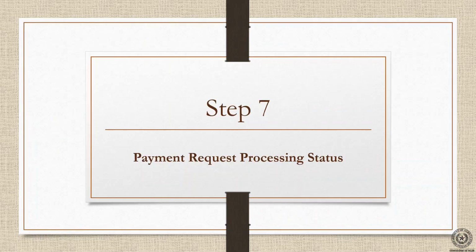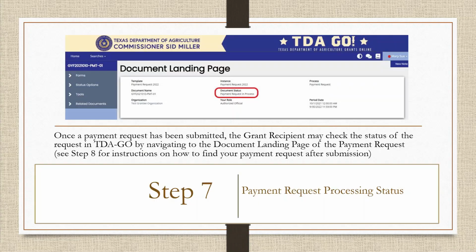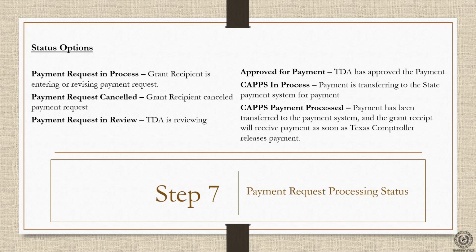Step 7 is your payment request processing status. Once the payment request has been submitted, the grant recipient may check the status of the request in TDA-Go by navigating to the document landing page of the payment request. See Step 8 for instructions. This page will show you the different payment request status options.